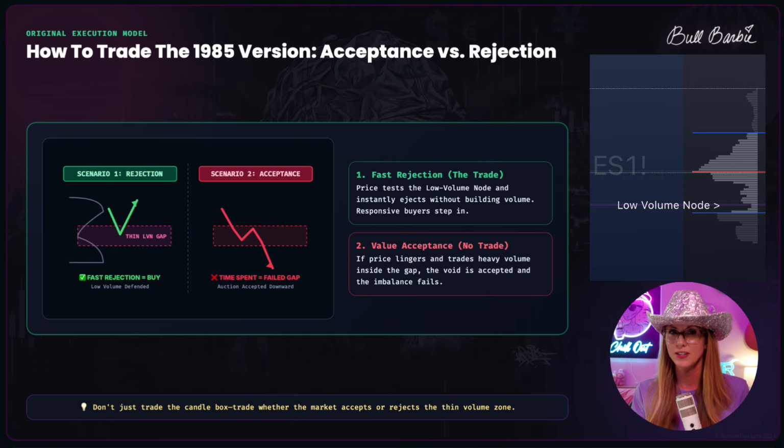Now look at the other scenario. Price enters the gap, stalls for 30 minutes, and starts trading heavy volume. That's acceptance. The auction is filling in that void with two-sided trades. And if you blindly just bought that box, you're going to get run over by all that mess in there. So trade the auction, not just the shape.